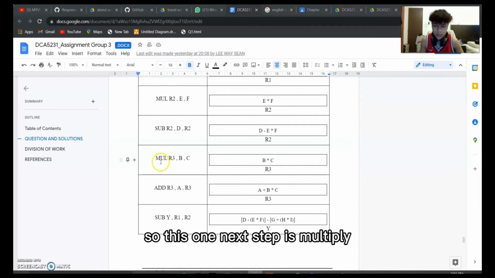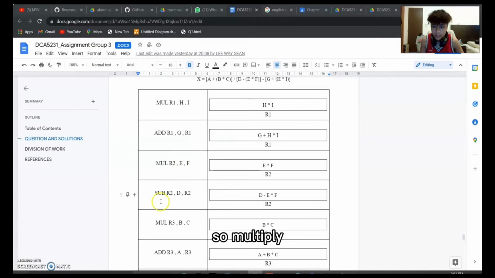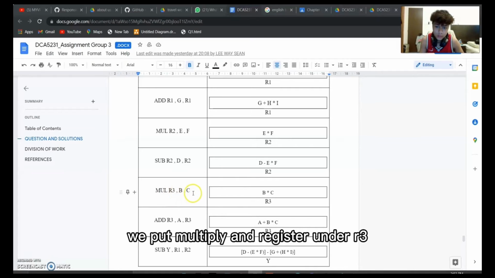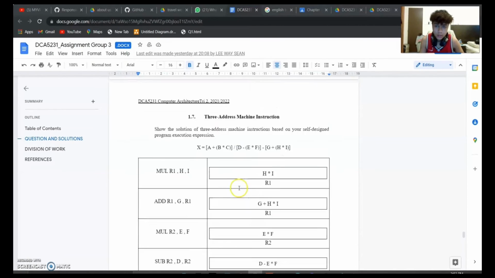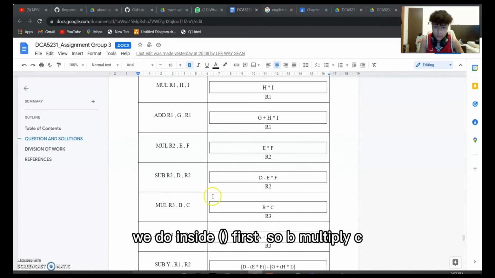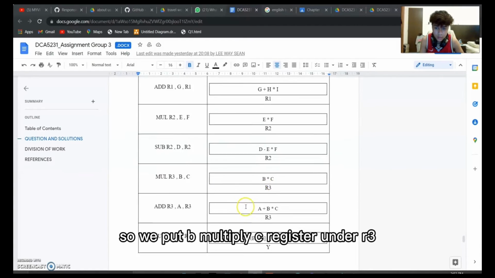So next step is multiply this bracket. Okay, so multiply R3, we register under R3, a new register. So we put multiply and register under R3. So new register, and we put B and C. This one, B and C. We do inside the bracket first. So B multiply C. So we put B multiply C, register under R3.